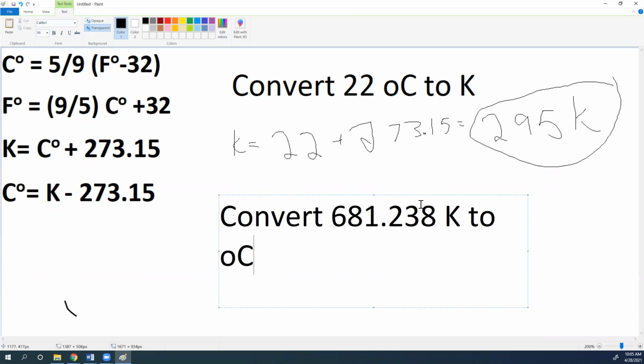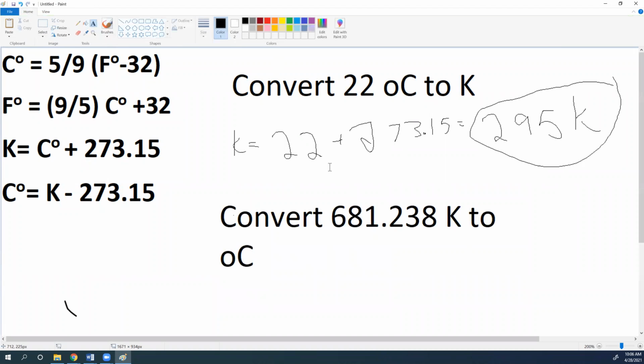Convert 681.238 Kelvin to degrees Celsius. These are the simplest ones to do. So, which equation am I using? The bottom one. So degrees Celsius equals 681.238 minus 273.15.